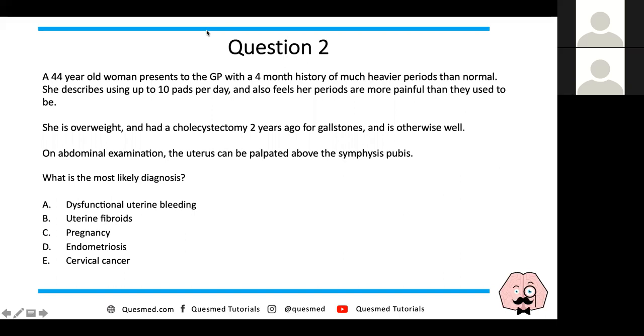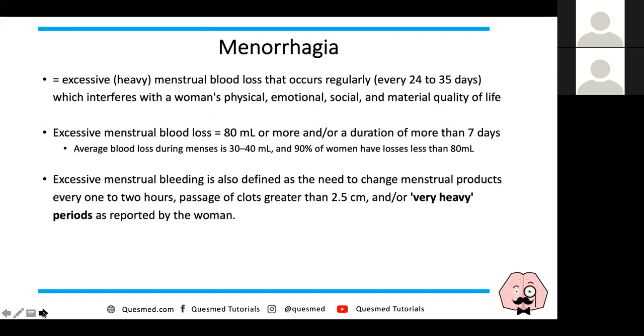Perfect, thank you for answering. So most of you got the correct answer there. So this woman's got menorrhagia, doesn't she? She's got excessive heavy menstrual bleeding.